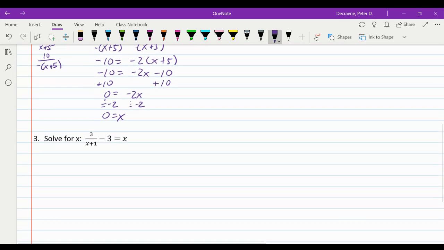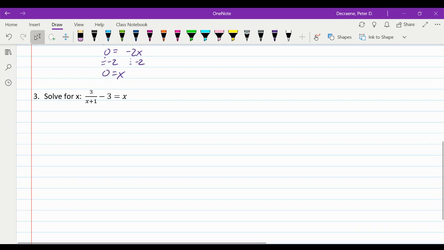Okay, for the last one, same kind of thing. This one, though, we've got an extra variable in there. So let's deal with that. Let's first move that 3 over so that fraction gets all by itself. Adding 3 to both sides, I get 3 over x plus 1 equals x plus 3. And now, to get rid of the denominator, I multiply both sides by x plus 1.